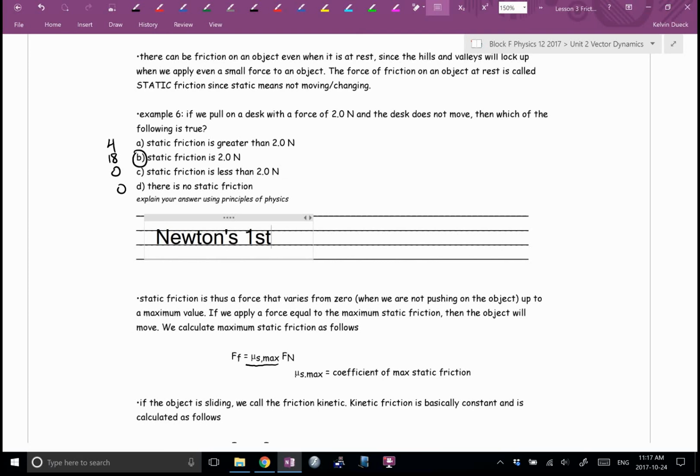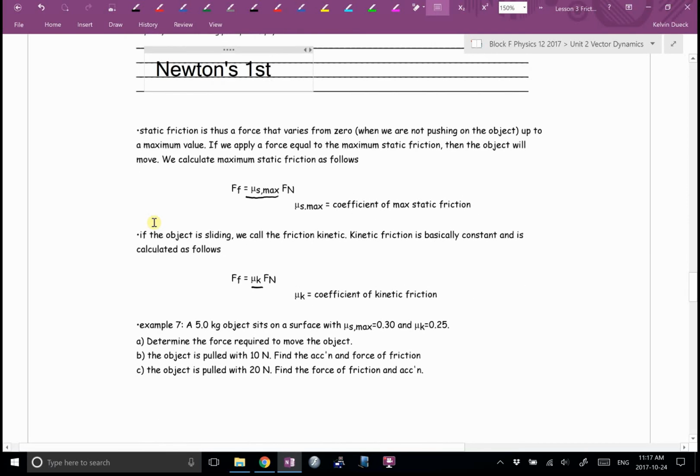A, C, and D really are different ways of making the net force not 0, not balanced, in which case you must be accelerating. And the question clearly says it does not move. Is that okay?